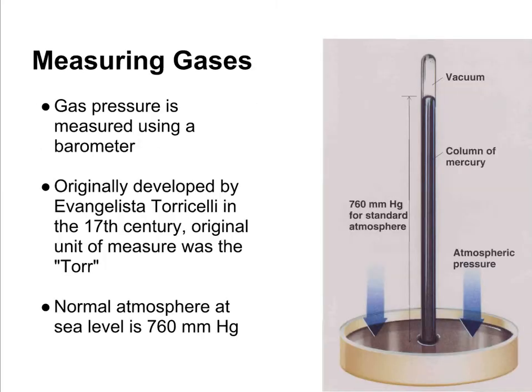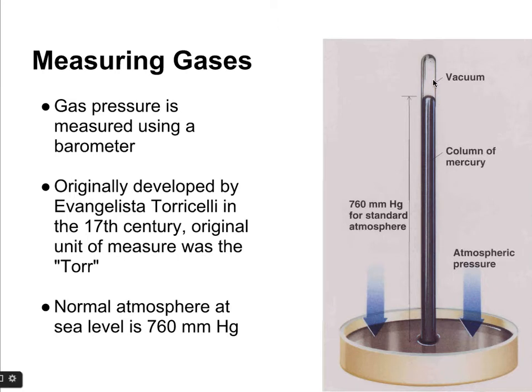We measure gases with something called a barometer. It was originally developed by Evangelista Torricelli in the 17th century, and the original unit of measure was the torr. Normal atmosphere at sea level is 760 millimeters of mercury, or 760 torr. And this is what the original barometer looked like.